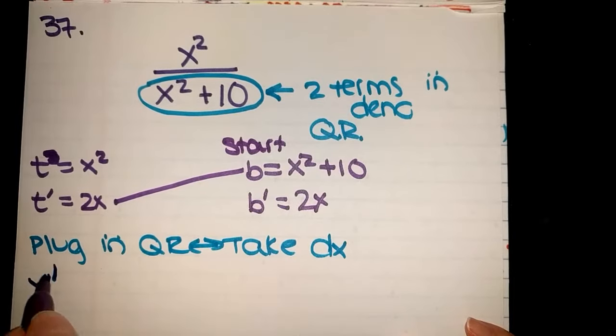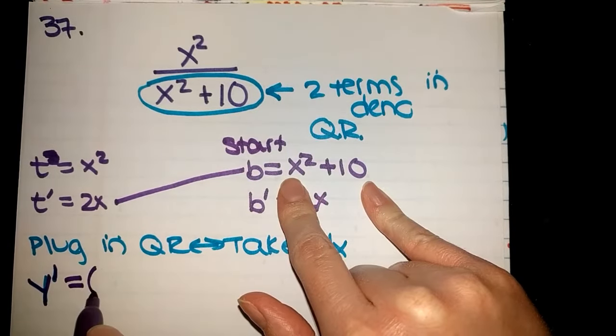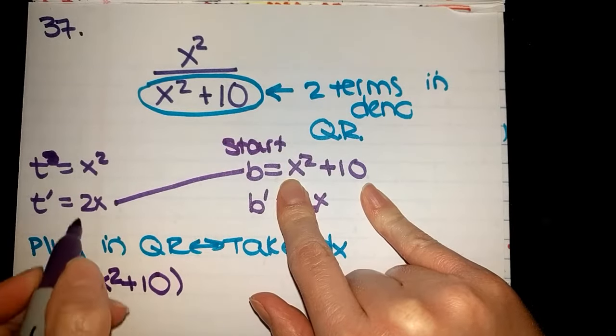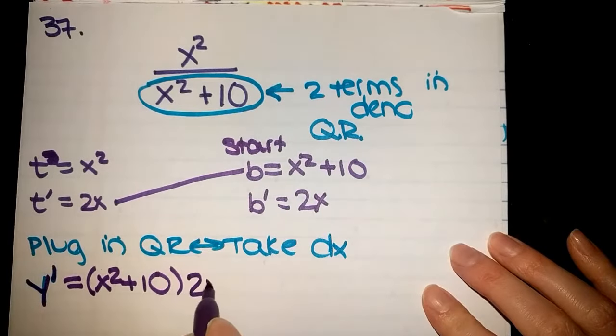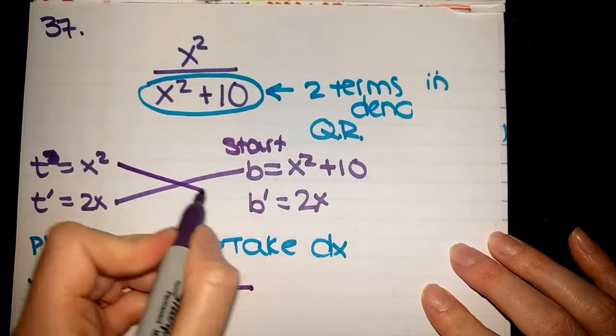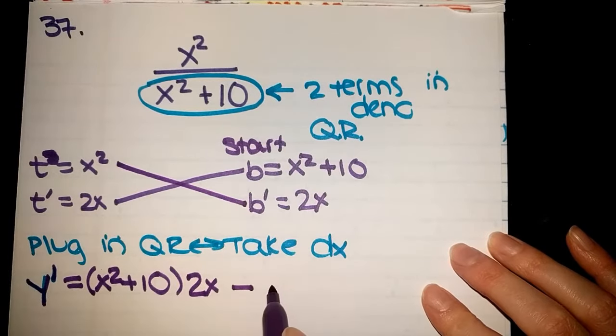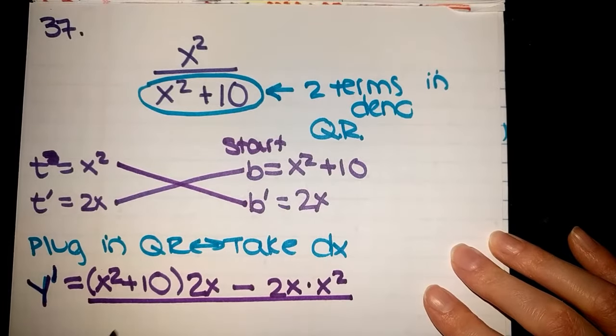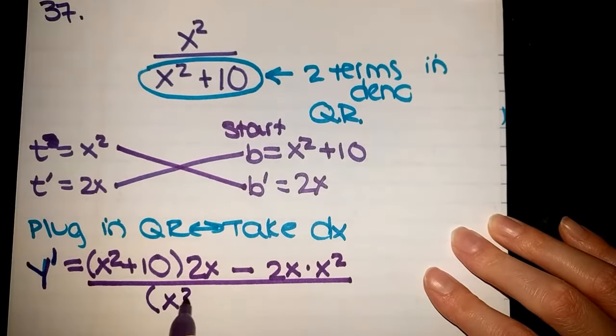And you do want to be careful here. You have two terms for the bottom, so you're going to put parentheses around that and say it's (x squared plus 10) times the derivative of the top, which will just be 2x, minus, and then this diagonal. So here you have a 2x times x squared, all over the bottom squared. So that's going to be (x squared plus 10) quantity squared.